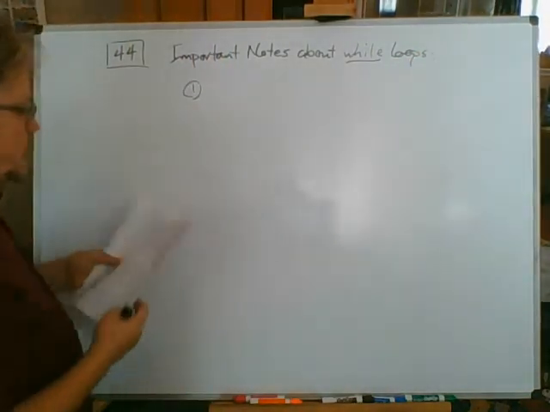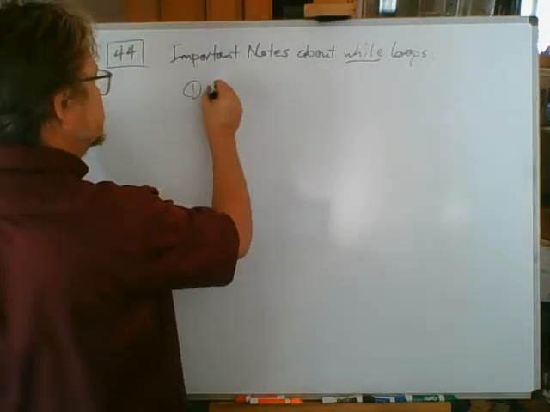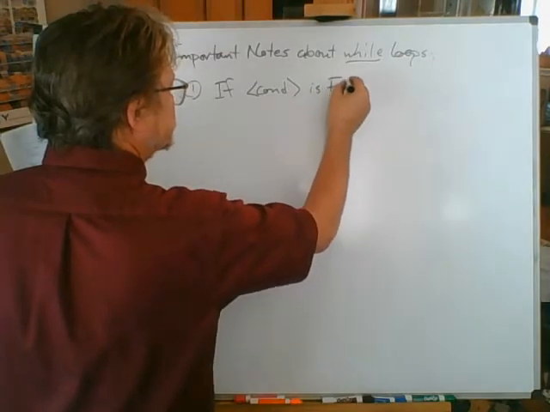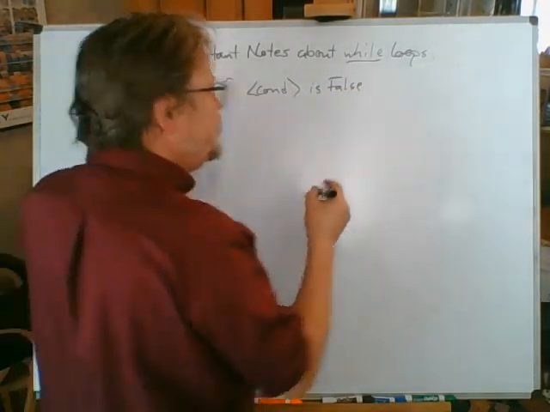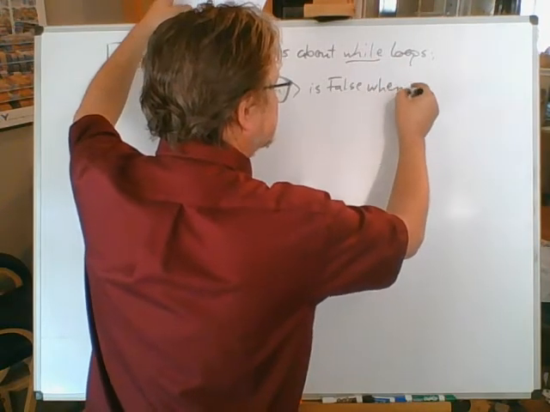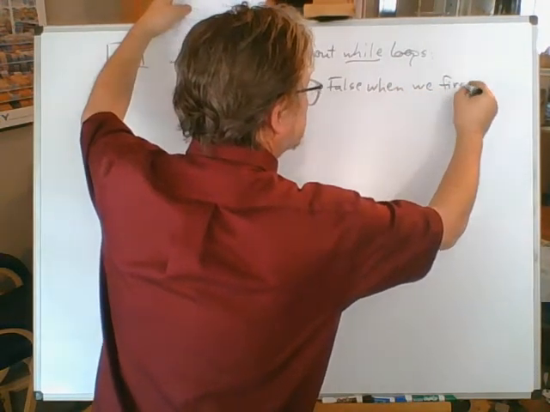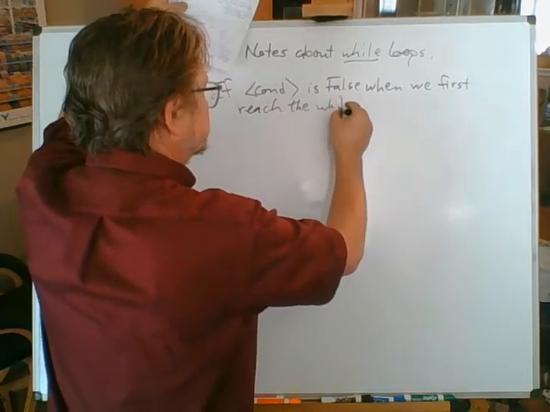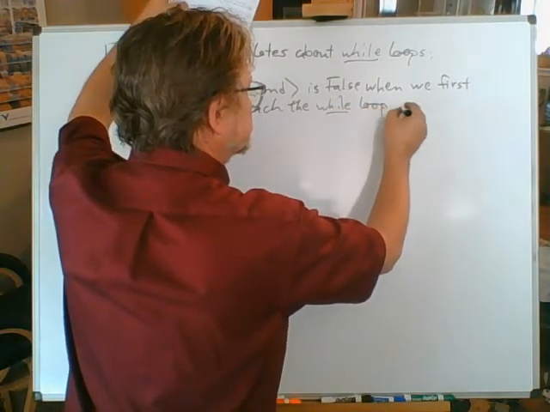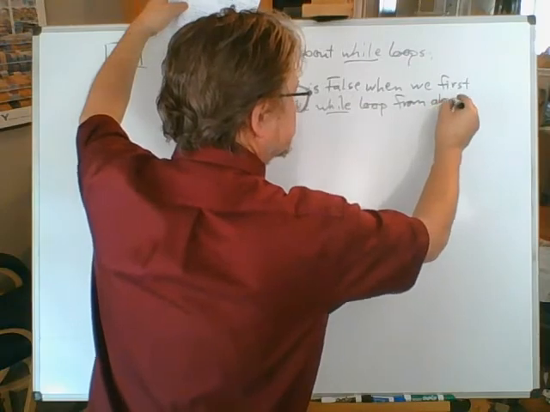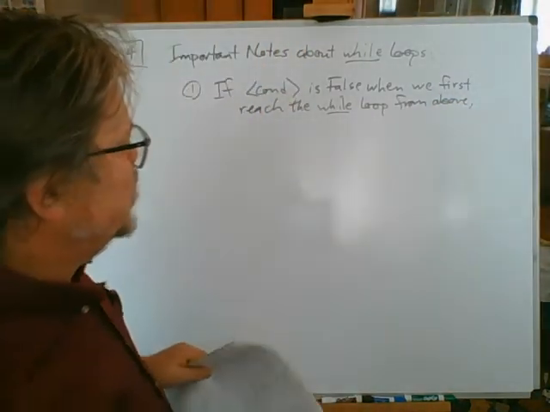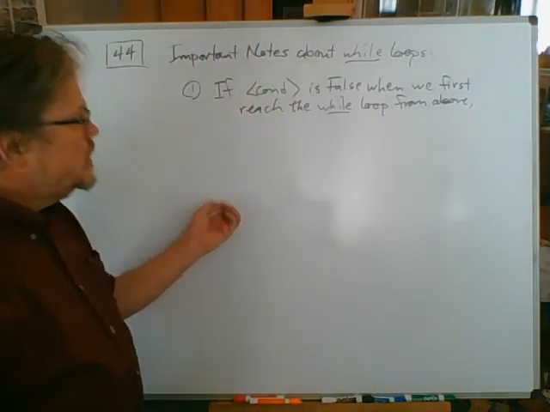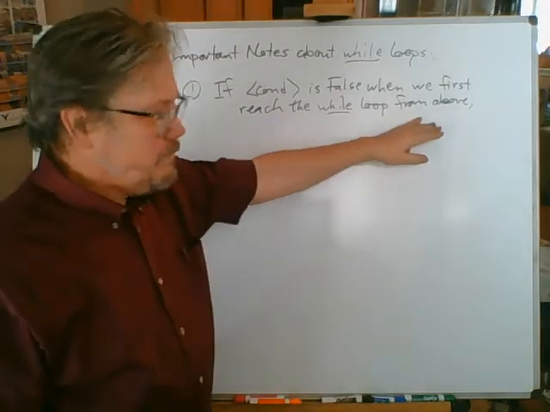Number one important note. If condition is false, when we first reach the while loop from above. I'm going to pause and catch up with that before I go any further, and that says above right there, A-B-O-V-E. If condition is false, when we first reach the while loop from above, that's the way it's described.